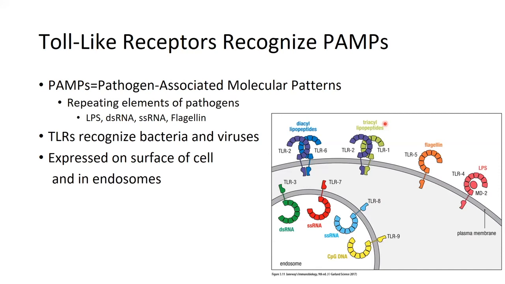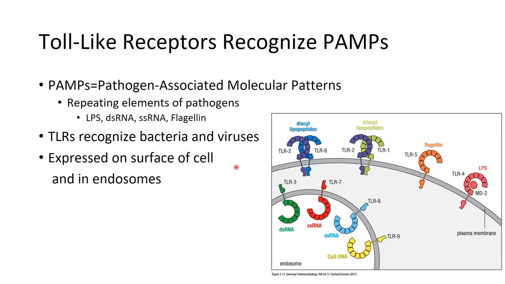Flagellin is commonly found in bacteria because the motile kinds of bacteria propel themselves with flagella, and flagellin is a component of that. So the TLRs are expressed either in endosomes inside the cell, as you can see here. These endosomal TLRs recognize foreign nucleic acids, foreign DNA and RNA. And then you have other TLRs that occur on the surface of the cell, and they recognize things like flagellin or LPS that would be found on the outside of the cell.